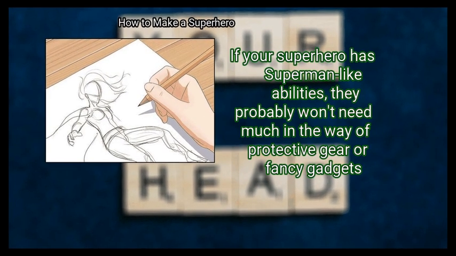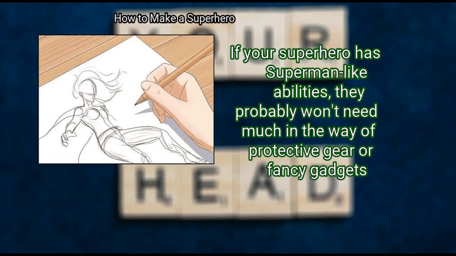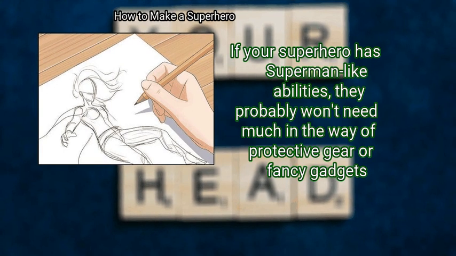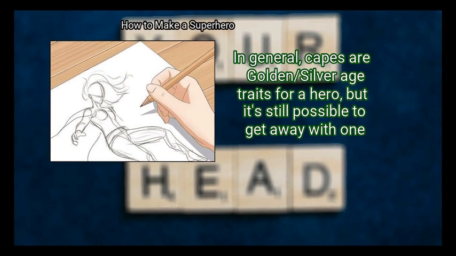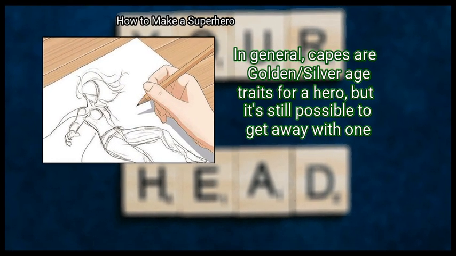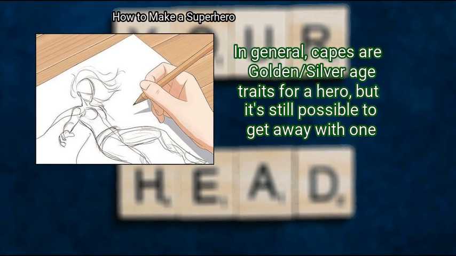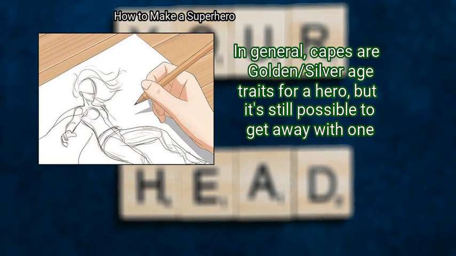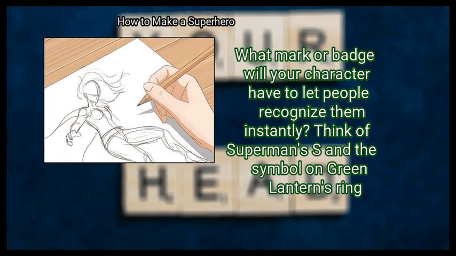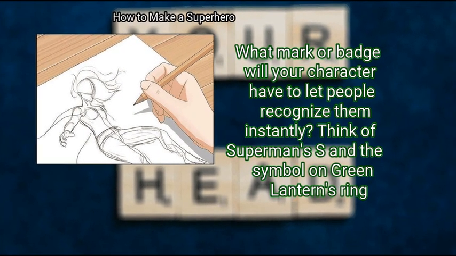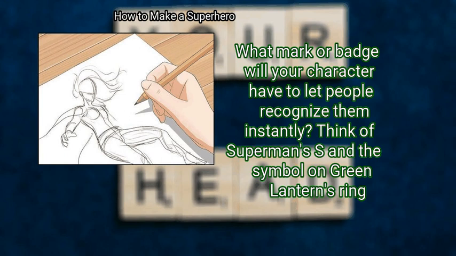If your superhero has Superman-like abilities, they probably won't need much in the way of protective gear or fancy gadgets. Many characters wear masks to help protect their secret identity. In general, capes are golden, silver age traits for a hero. But it's still possible to get away with one. Come up with a symbol. What mark or badge will your character have to let people recognize them instantly? Think of Superman's S and the symbol on Green Lantern's ring.